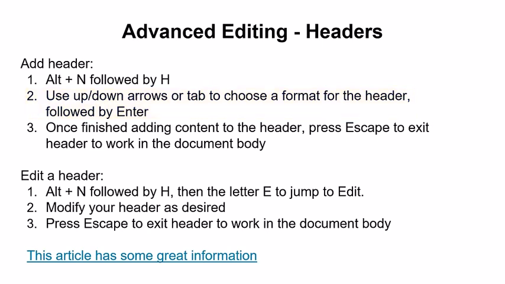And once you're done adding that content or editing the header, press Escape and you'll exit that header grouping and be taken directly to the document body. A header can also be edited once it's entered, and that's relatively easily done by pressing Alt plus N followed by H once again to get into that area of the ribbon, but then you'll just press E to jump to Edit. Once you've done that, focus will return to the header and you can modify it however you'd like, and once finished, press Escape to exit the header and work in the document body.